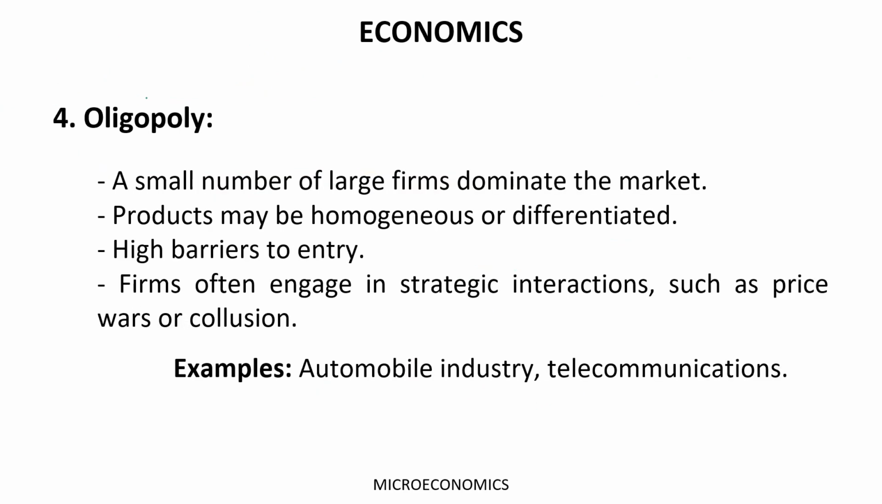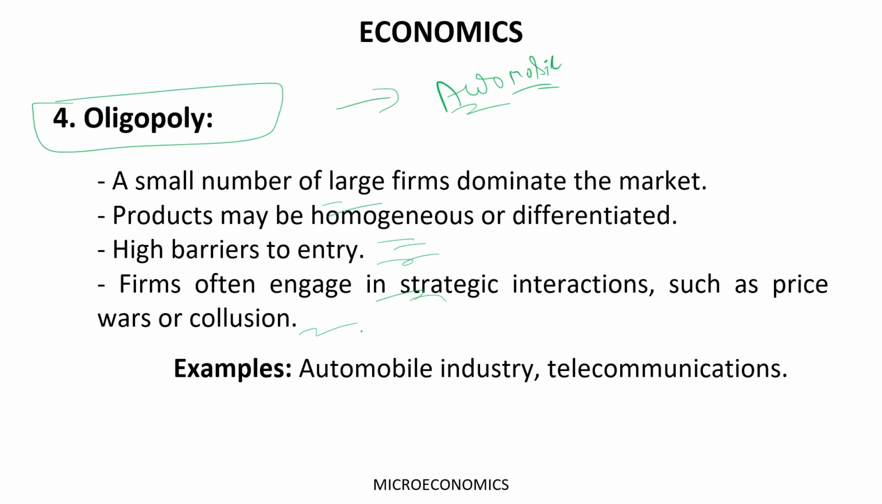Last, we have oligopoly. It basically refers to the automobile industry, which is the best example. A small number of large firms dominate the market. Products may be homogeneous or differentiated. There are high barriers to entry and firms often engage in strategic interaction such as price wars or collusion.